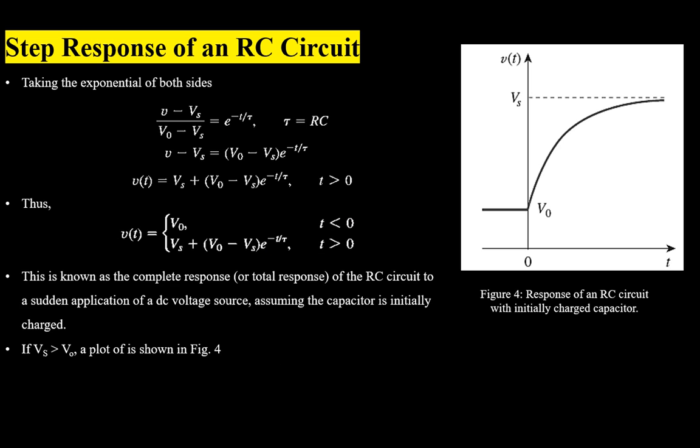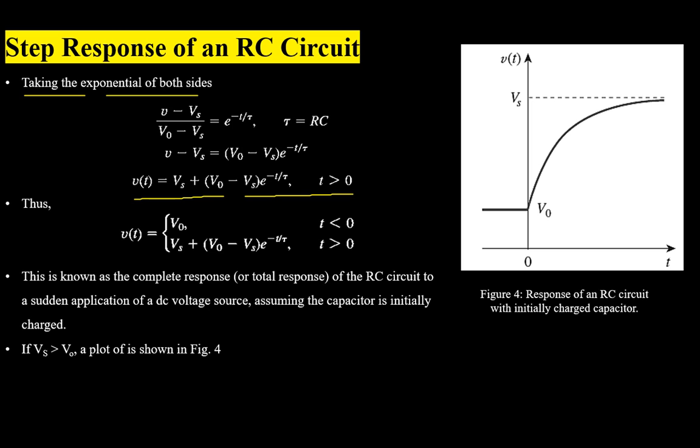Now to find function v of t, take exponential of both sides. Now solving this, we will reach the result that v of t is equal to Vs plus (v0 minus Vs) multiplied by exponential of minus t over tau, where tau is equal to RC, which is the time constant of RC circuit. And this equation of v of t represents circuit response for time t greater than 0.